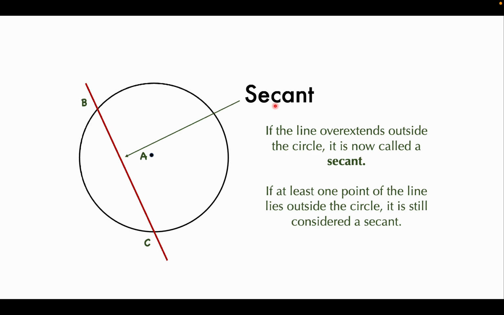Now, if at least one point of the line lies outside the circle, it is still considered a secant. Hindi siya kailangan na dalawang points ang nag-overextend, like this one. So, one point lies on the circumference, but another point of the line went beyond the circumference of the circle. This means that this is still a secant. This is not a chord. Okay? Basta may nag-overextend na isa, siya ay secant.